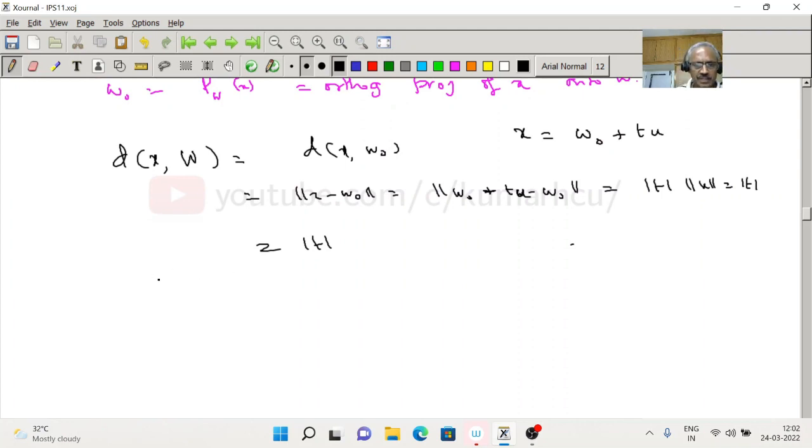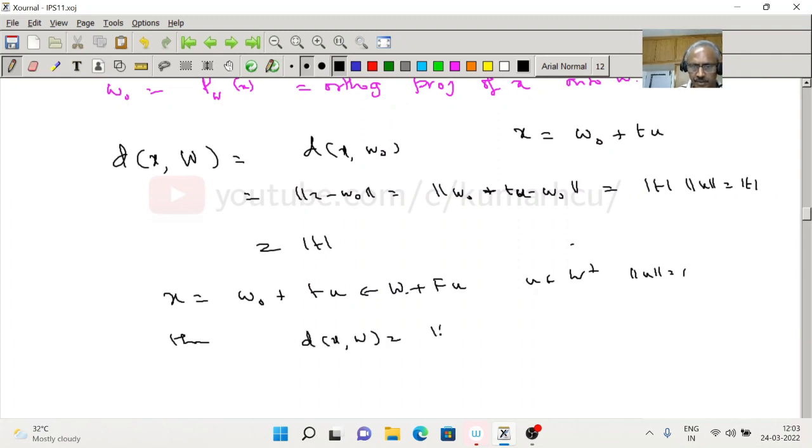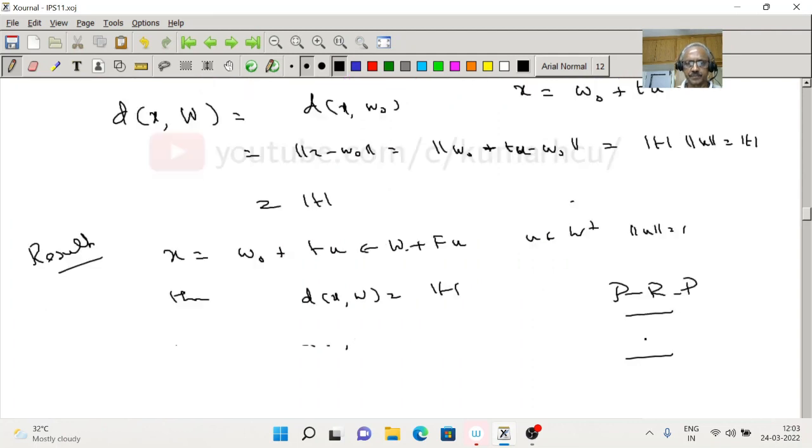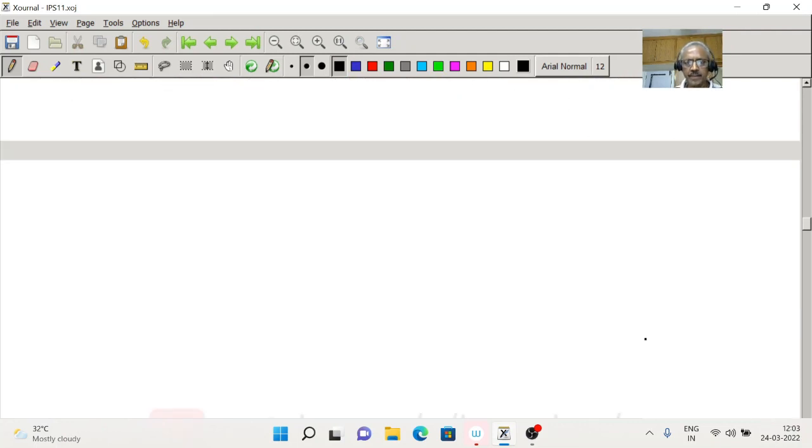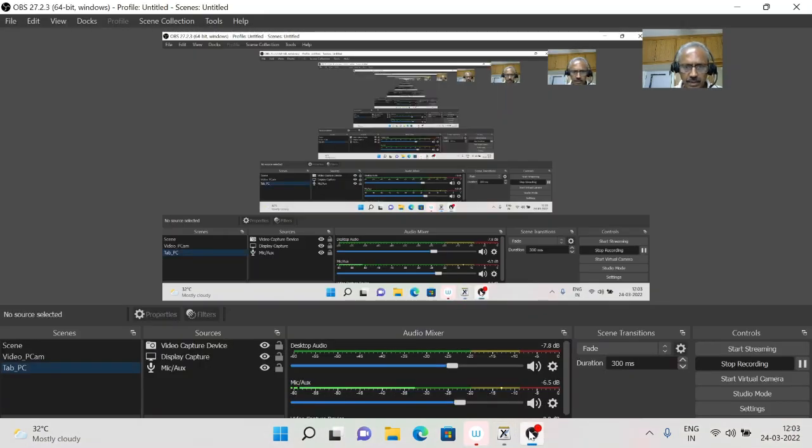So let us understand. If I write x as w naught plus t times u, where w naught is in W, direct sum F u, where u is in W perp and the norm of u equals 1, then the distance between x and W is mod t. This is the final result. Okay, pause, review, proceed.